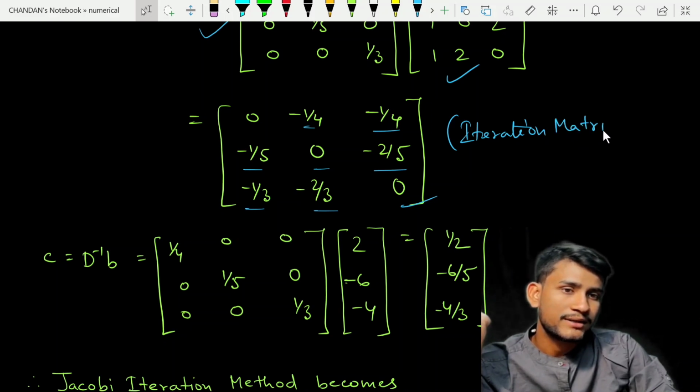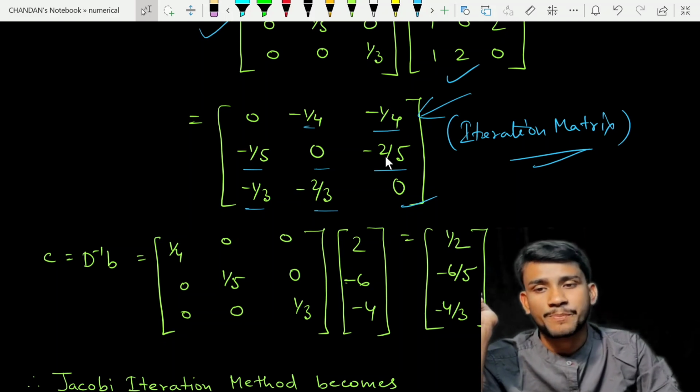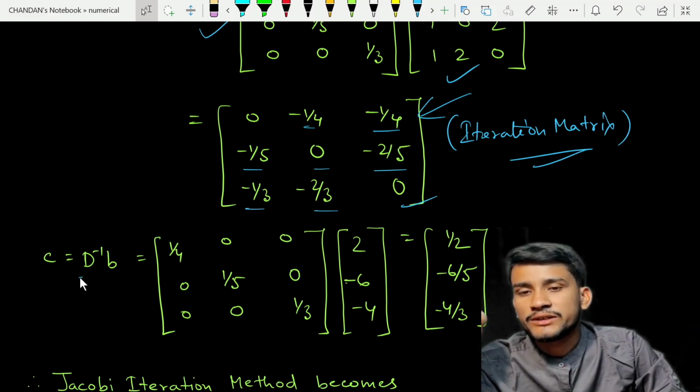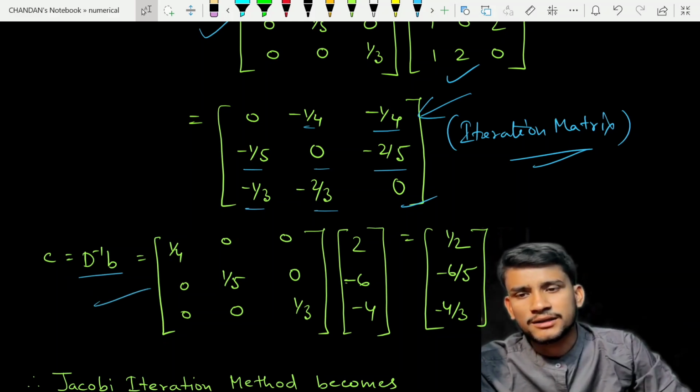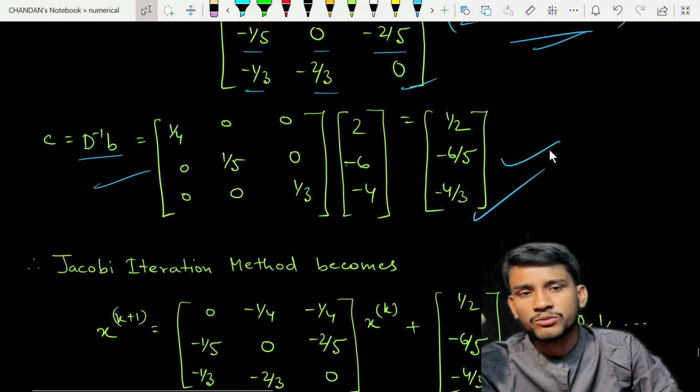Iteration matrix. Questions in the GATE exam come from this iteration matrix, so this is very important. Then C equal to D inverse B, which is equal to 1 by 2, minus 6 by 5, minus 4 by 3.